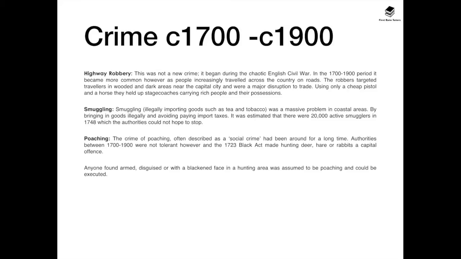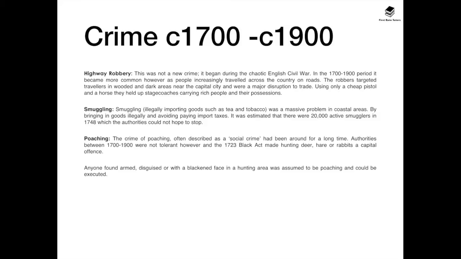Smuggling. Illegally importing goods such as tea and tobacco was a massive problem in coastal areas. By bringing in goods illegally and avoiding paying import taxes, it was estimated that there were 20,000 active smugglers in 1748, which the authorities could not hope to stop.